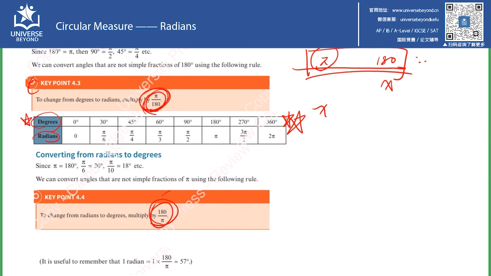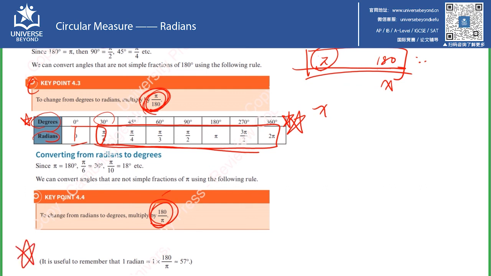Okay, and converting from radians to degrees: pi is 180, pi over 6 is 30, pi over 10 is 18. So for these radians, just remember their degrees. And 1 radian is 1 multiplied by 180 divided by pi, just around 57 degrees.